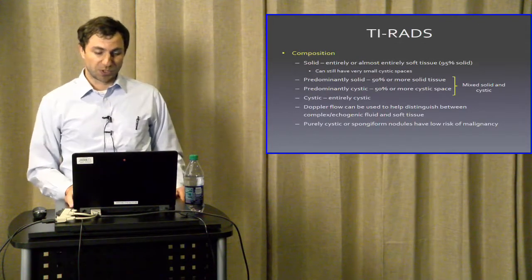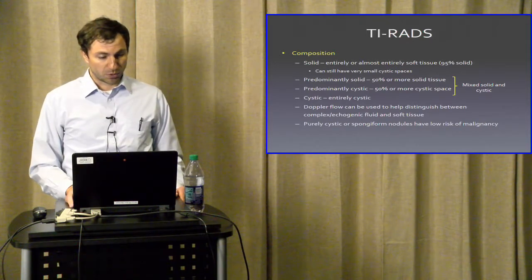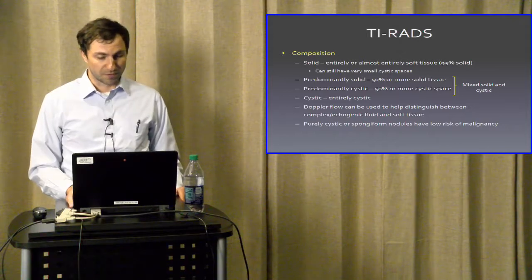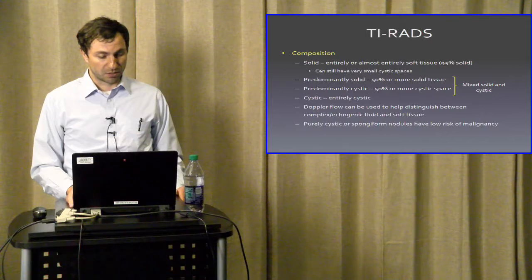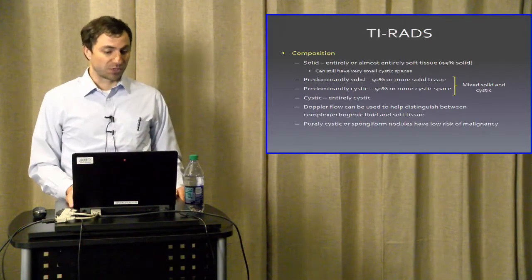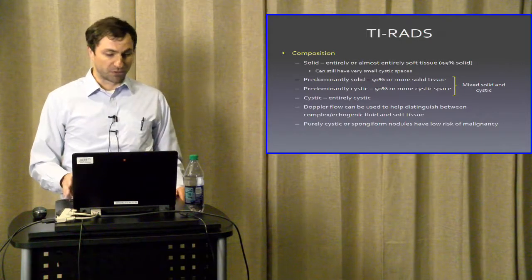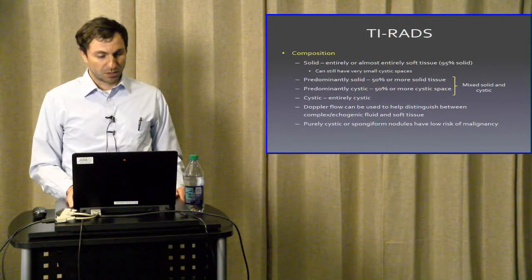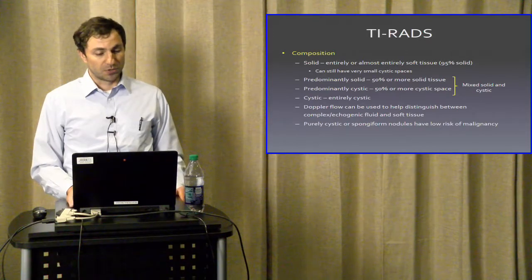When we're talking about the composition of a nodule, it can be broken down into different components. A solid nodule should be almost entirely solid, so 95% of the nodule needs to be solid in order to be characterized as a solid nodule. If it's less than 95%, it's considered mixed solid and cystic, either predominantly solid or predominantly cystic, given the more predominant characteristic. A cystic nodule needs to be entirely cystic, with no solid components and no septations.